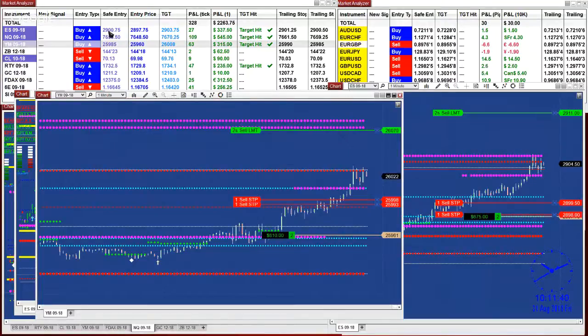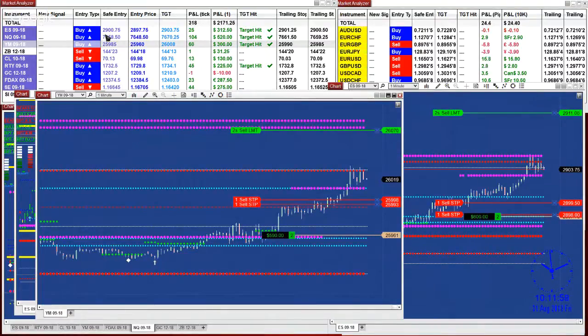On the pullback re-entry, we have the ES at 2900.75. This is where you need to re-enter the market based on the pullback. So this is very important, and it's going to make a difference in your performance.